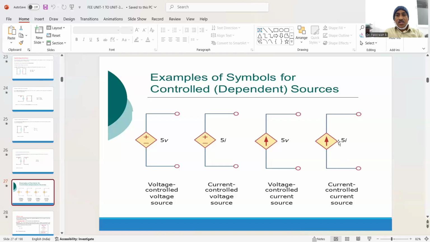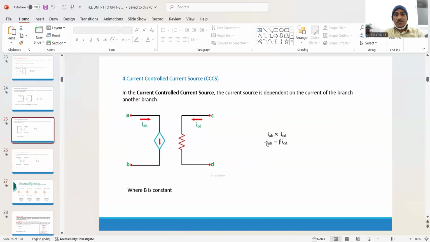So all the dependent sources are represented with a diamond or rhombus shape. Inside, the sign is replicated: plus minus means voltage source, arrow means current source.